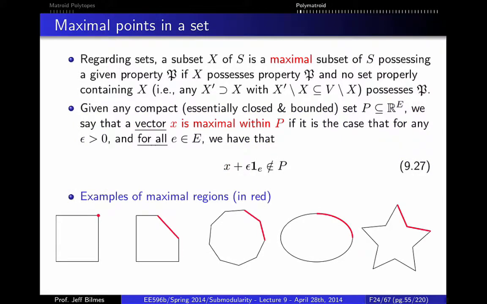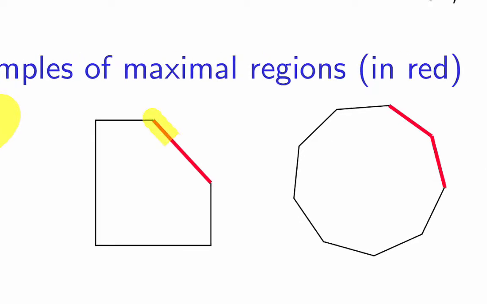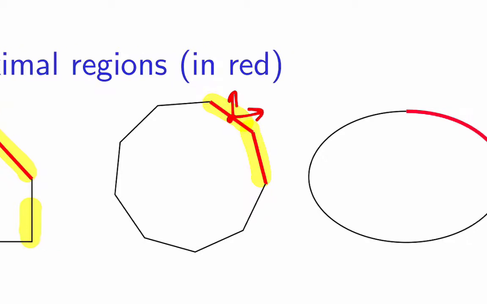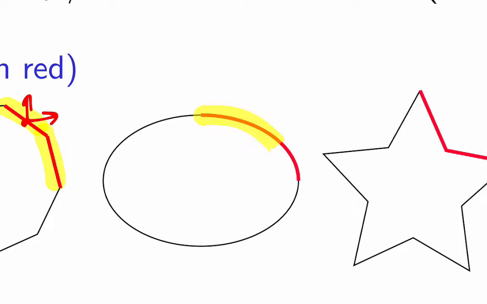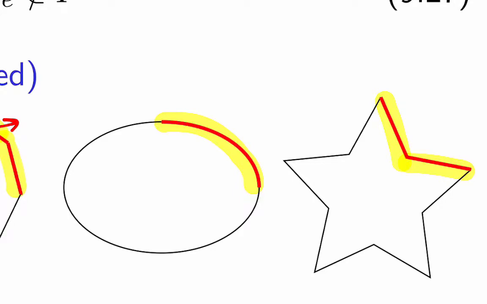And so here are some examples of maximal sets. This red one is maximal. This one element is maximal. This whole line, these are all maximal. But these are not maximal, because we can keep increasing in the vertical direction. Here, all these are maximal, because for any point on here, you can't go in that direction. And for this ellipse, basically everything to the upper right is maximal, and similarly in the star, all this stuff is maximal here.